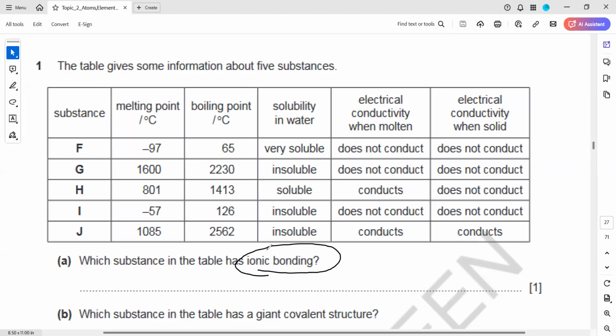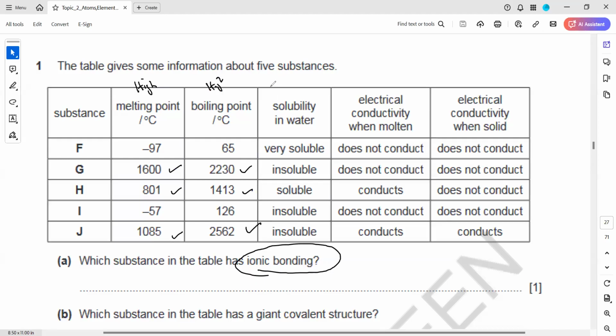For ionic compounds, what are the characteristics? Number 1, they should have a high melting point. Number 2, they should have a high boiling point. Solubility in water, most of the ionic compounds are water soluble. They can conduct electricity in molten state, but do not conduct electricity in solid. So first, to be ionic we want a high melting point. Which is having a high melting point? This, or this. Then the boiling point should also be high.